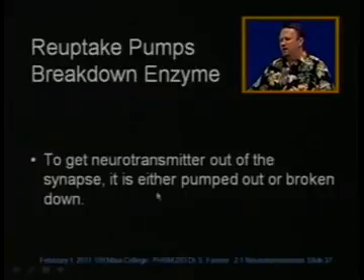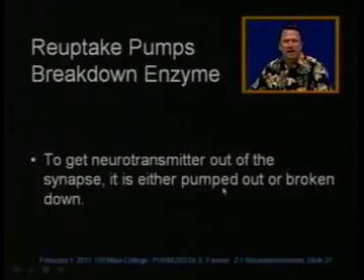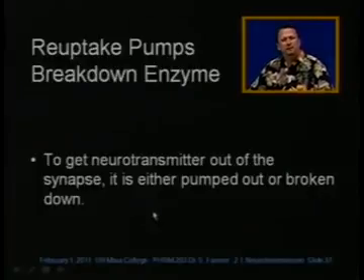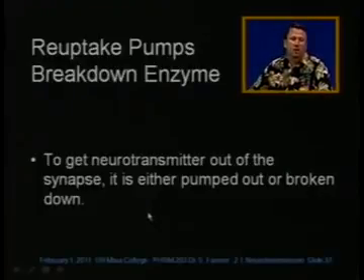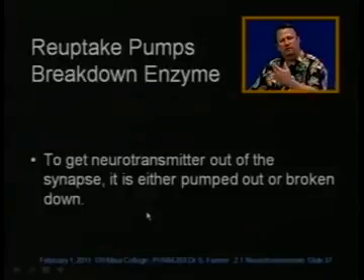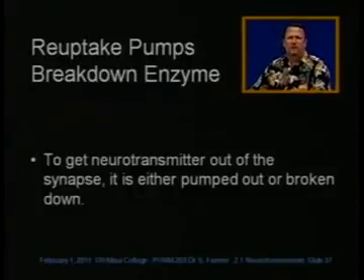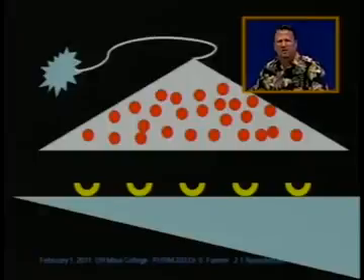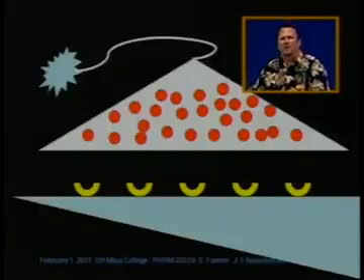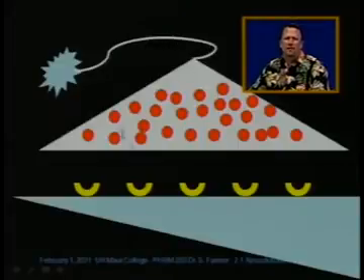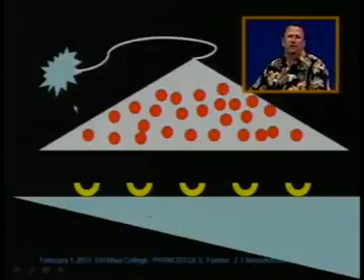So to get neurotransmitter out of the synapse, it either has to be pumped out or broken down. In some cases, it's just available for the extracellular fluid to just carry it away. And we can talk about that as well. So this is an old animation I did a long time ago. This is the neuron. That's the axon, and this is the synaptic terminal where neurotransmitter is going to be released into the synapse, and then this is the postsynaptic side where the receptors are going to sense the neurotransmitter.